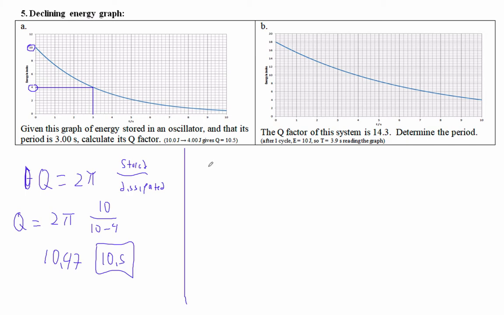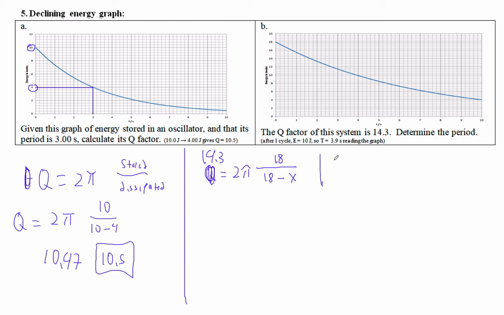So we're going to go Q is 2 pi. The initial energy is 18, right? So 18 divided by 18 minus X amount of energy, right? And the Q is going to be 14.3. Right, so we're going to figure out how much energy it's got after 1 cycle, because this is energy dissipated per cycle.